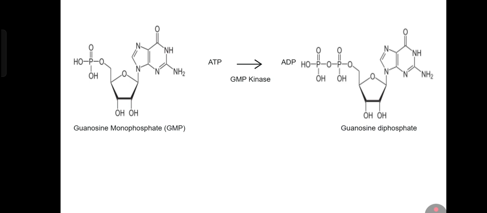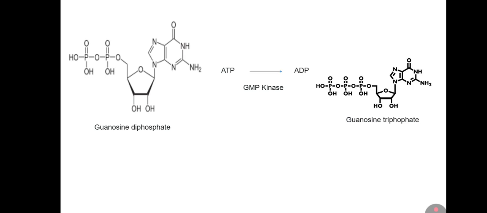That is, initially we are using kinase enzyme where ATP is converted to ADP. So here what happens, the GMP as well as the ATP binds to the enzyme kinase. The gamma phosphate of the ATP, that is the terminal phosphate group, is transferred to the GMP. You can see that there are two phosphate groups in guanosine diphosphate. Then ATP is converted to ADP, and from GMP, GDP is formed.